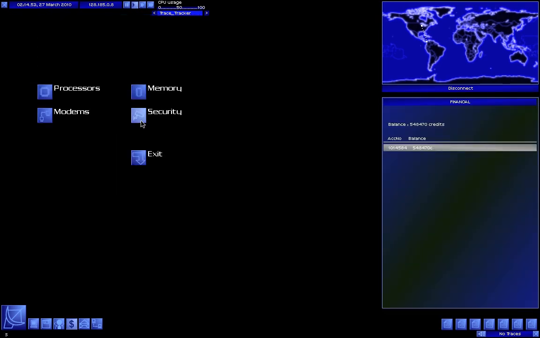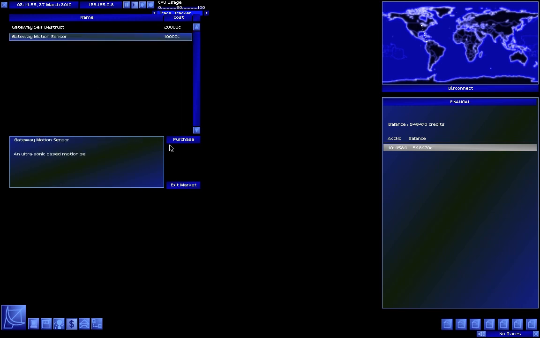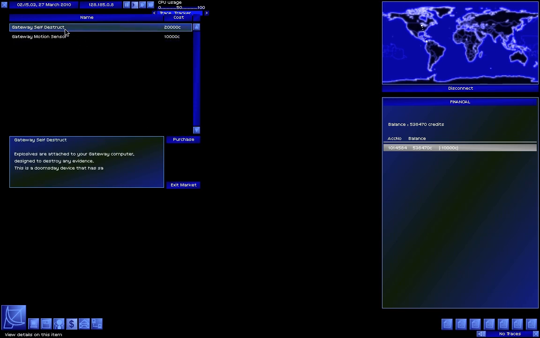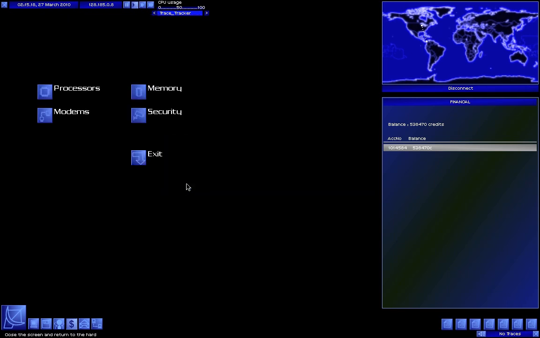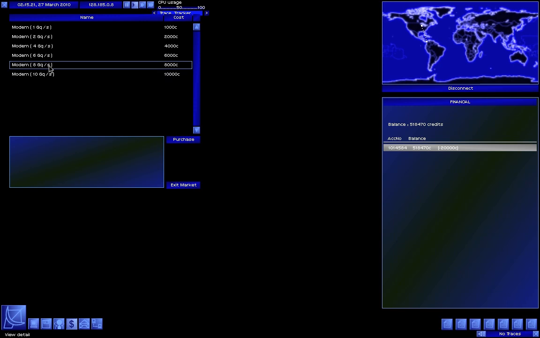This is very nice. Now let's get some security. Now the gateway motion sensor will tell us when people are near our gateway. So, purchase. And then, the gateway self-destruct. You can use it to destroy the gateway. It obviously works well with this. Unfortunately, since there's only 2 of these, the fact that I can have a third security device on my gateway is completely pointless. Now we can get a modem. Let's get this modem. We can't get the fastest modem with the one we have now, but that's okay. This one is perfectly fine.